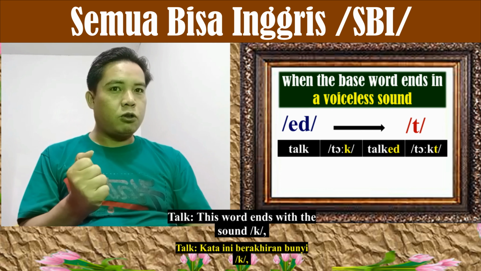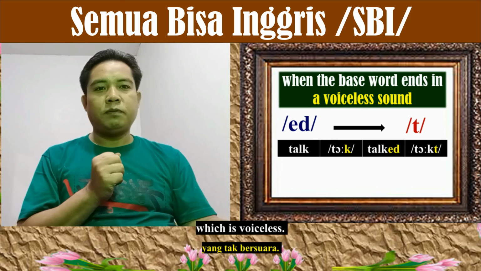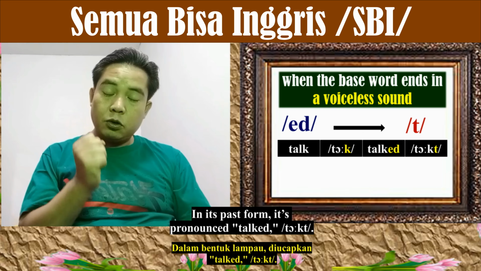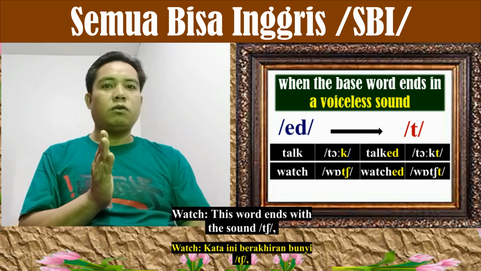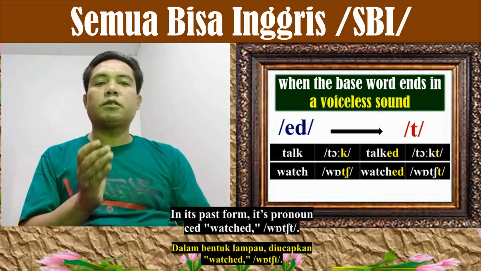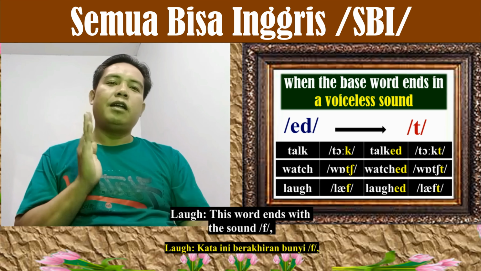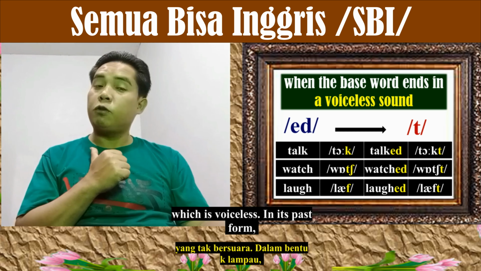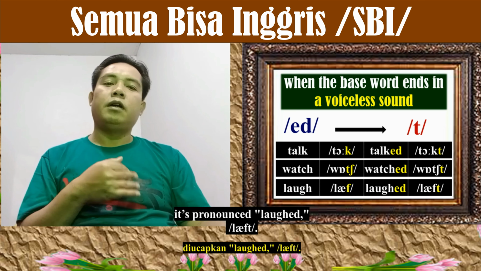Examples. Talk. This word ends with the sound k, which is voiceless. In its past form, it's pronounced talked. Watch. This word ends with the sound ch, which is voiceless. In its past form, it's pronounced watched. Laugh. This word ends with the sound f, which is voiceless. In its past form, it's pronounced laughed.